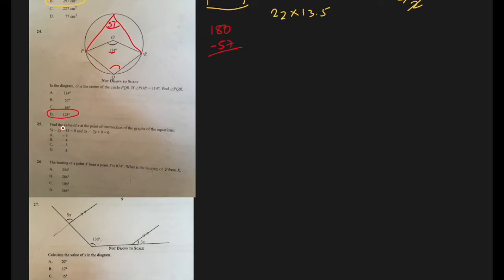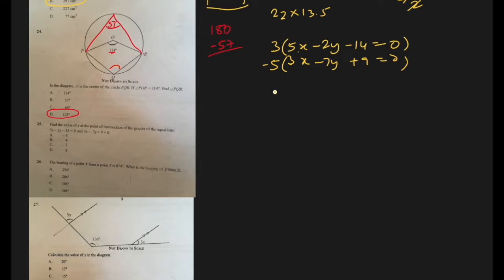Number 25. Find the value of x at the point of intersection of graphs of the equations. Okay. Point of intersection. So let's do what? They are basically simultaneous equations. We can write one under the other. 5x minus 2y minus 14 equal to 0. Okay, let me write here 3x minus 7y plus 9 equal to 0, and I can't see that they can cancel out somehow. So what will I do? I'll try to make them the same. So I'll multiply this by 3 so that this becomes 15, and I will multiply this by negative 5 so that this becomes minus 15, and then I add them.